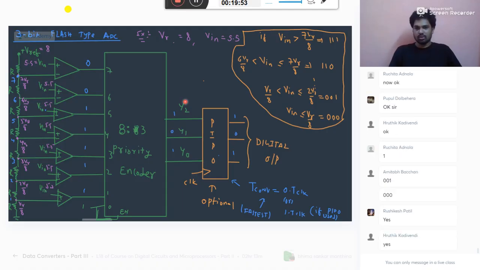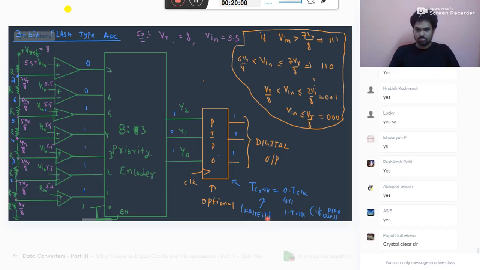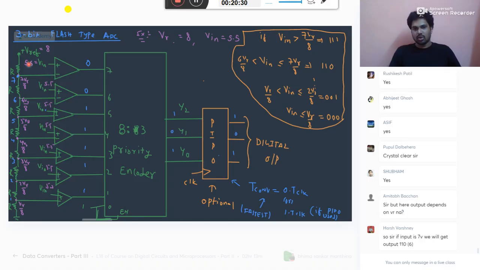You understand? Okay. Listen here. It is a simultaneous converter also. It is also called simultaneous, flash type or parallel comparator type. Why is it called parallel comparator? Because you have used that many comparators, and your input is given common to all of them in parallel. Output depends on the input, not VR.